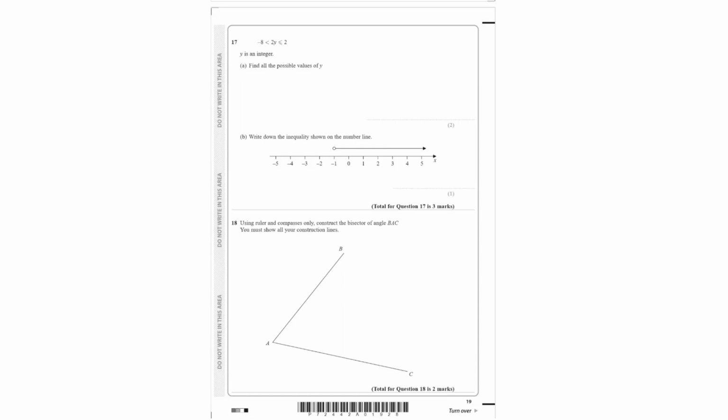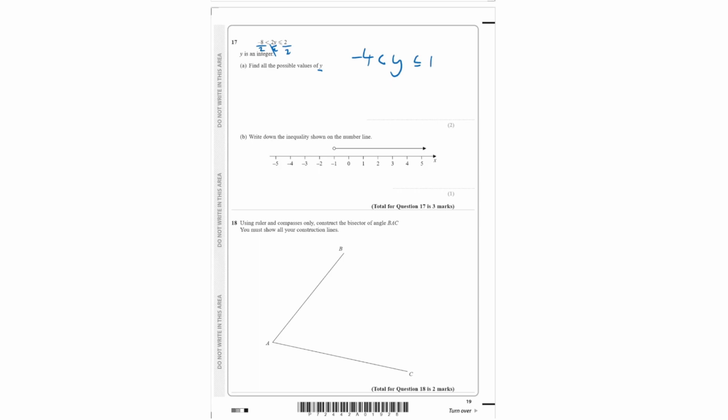Question 17. Negative 8 is less than 2y, which is less than or equal to 2. y is an integer. Find all the possible values of y. Firstly, we have to isolate y, so that means we divide by 2 on all the sides. So negative 8 divided by 2 is negative 4. Keep the same inequality. 2y divided by 2 cancels out, and we have y, which is less than or equal to 2 divided by 2, which is 1.